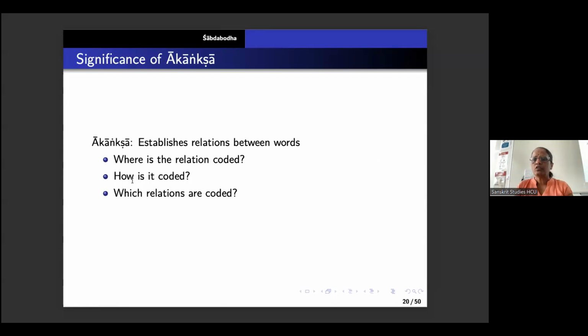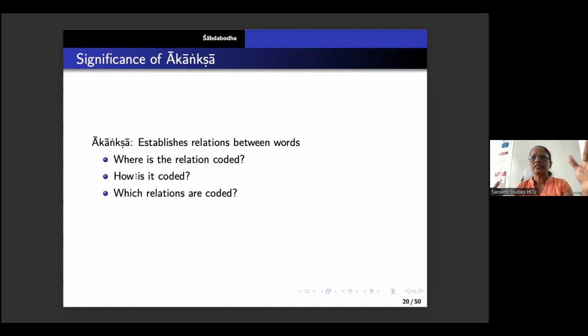So suppose now I want to build a parser mechanically. So I have these word units. I want to know how do I know that one word is related to another? It is the expectancy ākāṅkṣā, which tells me that these two words are related. So this expectancy or ākāṅkṣā tells me where this relation is coded, how it is coded. So sometimes it is coded indirectly, sometimes it is coded directly. So whether the information is explicit or implicit.